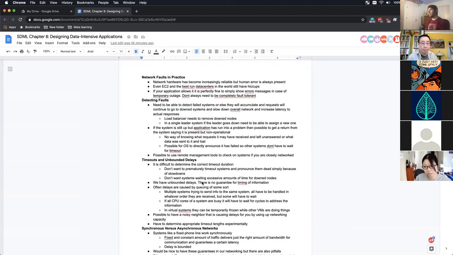In some applications, it's actually fine to just say, okay, we lost networking for a little bit. Here's an error, try again in 5 seconds or something like that. In other scenarios, it's not necessarily possible to do that. So just be conscious that it's possible to not be completely fault tolerant, but your application still works okay. It's not necessarily a requirement to always be completely fault tolerant, and it's probably too expensive in most cases to be tolerant to every single failure.